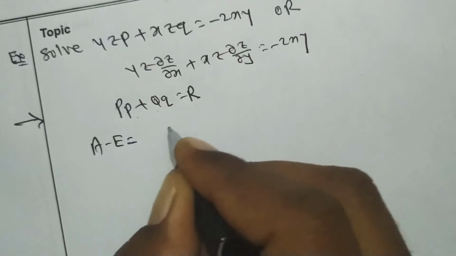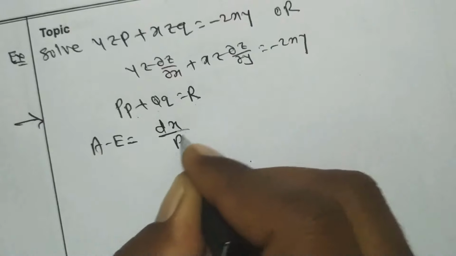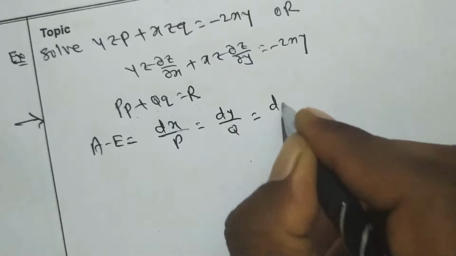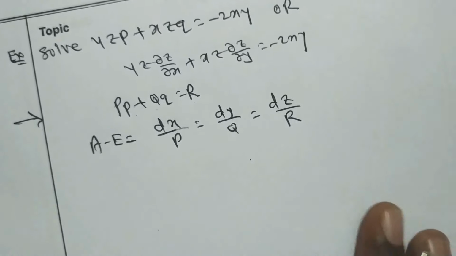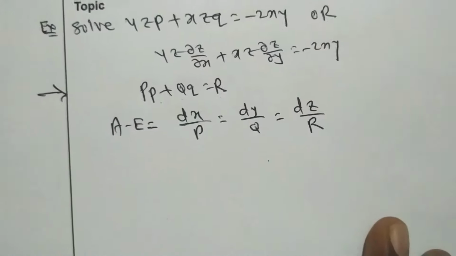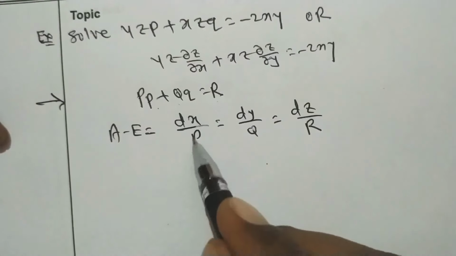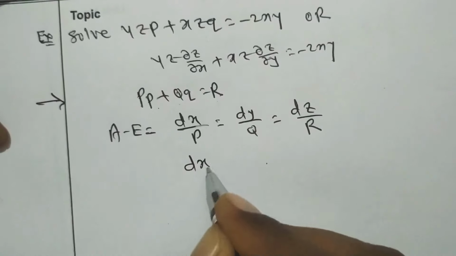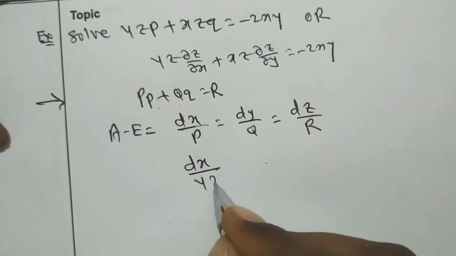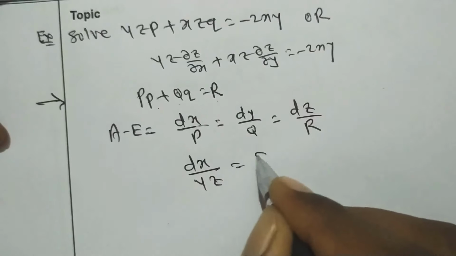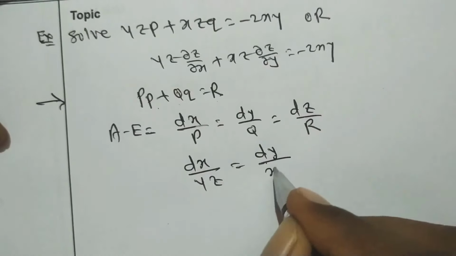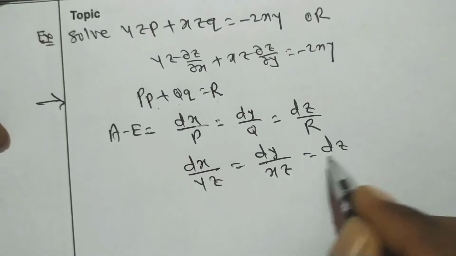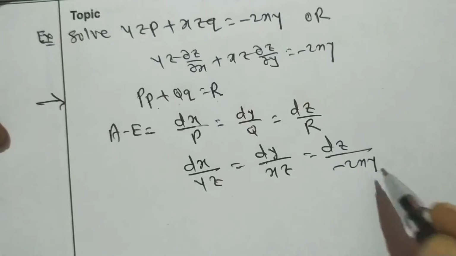The auxiliary equation is dx upon P is equal to dy upon Q equal to dz upon R. Notice this P, Q, R are functions of x, y, z. So here P is equal to yz. If you put P is equal to yz, then this is dx upon yz is equal to dy upon Q, where Q is xz, is equal to dz upon R, where R is minus 2xy.